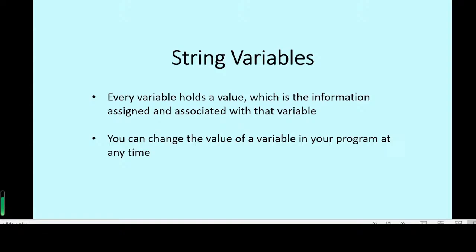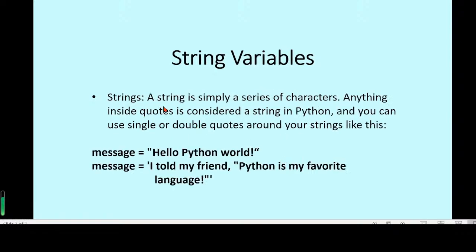String variables. Every variable holds a value, which is the information assigned and associated with that variable. You can change the value of a variable in your program at any time. So strings. A string is simply a series of characters. Anything inside quotes is considered a string in Python, and you can use single or double quotes around your strings like this. So this is a string inside double quotes, and this is also a string inside single quotes, but there are also double quotes inside the single quotes.